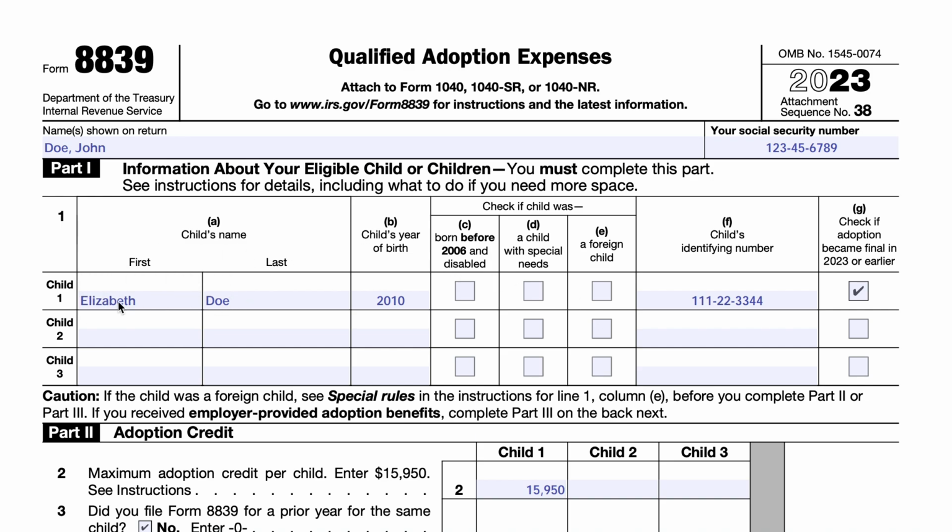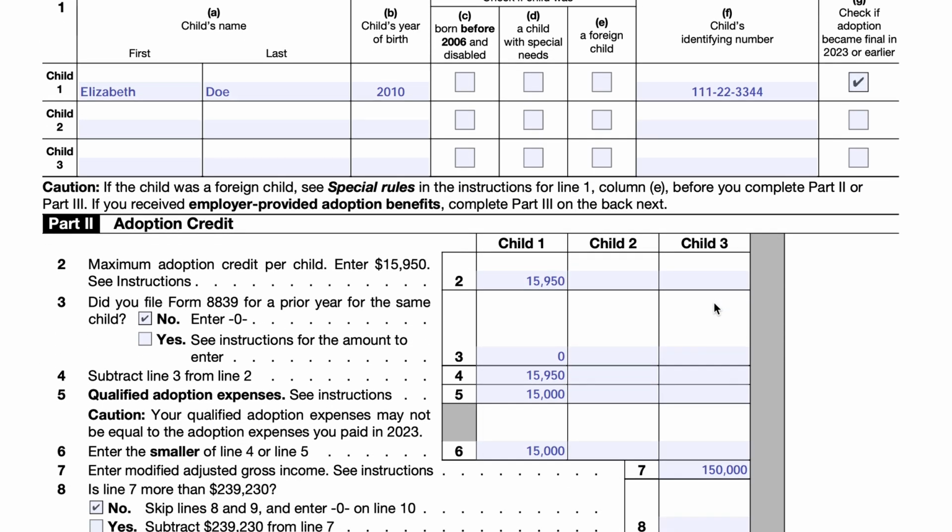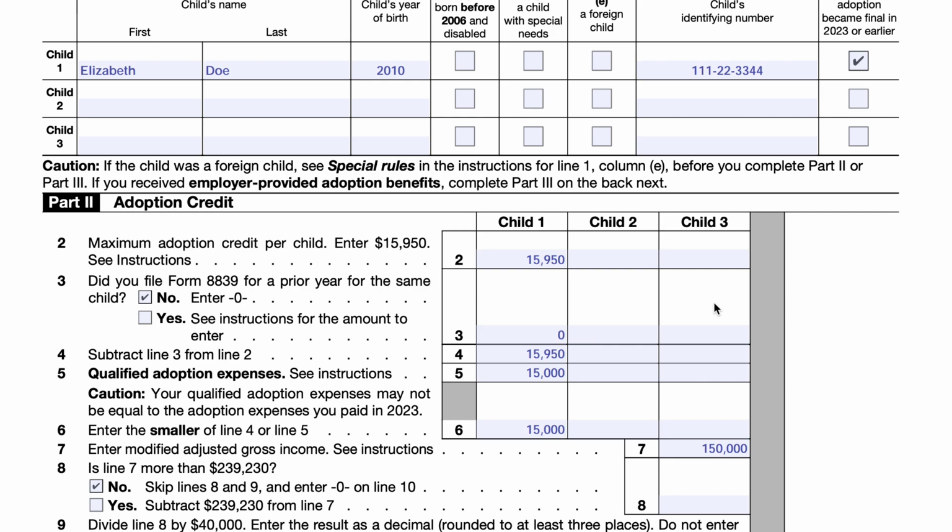But in this case, John Doe adopted his daughter Elizabeth. She was born in 2010, and the adoption became final in 2023. So we checked this box right here. And then, of course, there's her identifying number. Even though John can only take one or the other, we're going to walk through this form through both parts, part two.